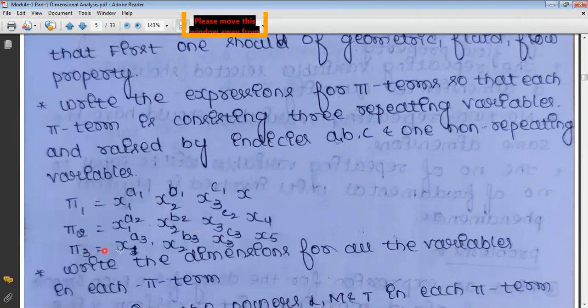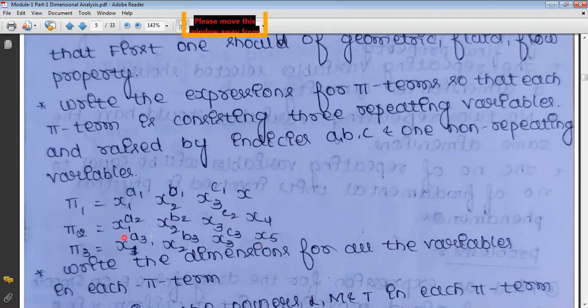After writing all the 3 pi terms, you write the dimensions of the first pi term, left hand side as well as right hand side, and equate the powers of L, M and T. You'll get 3 equations. Solving those 3 equations, you'll get the values of a1, b1, c1. You substitute in the value of pi 1. Similarly, you write the dimensions for pi 2, left hand side as well as right hand side. Equate the powers of L, M and T on both sides. You simplify, you'll get the values of a2, b2, c2, and substitute here. Similarly, you do it for pi 3 also.